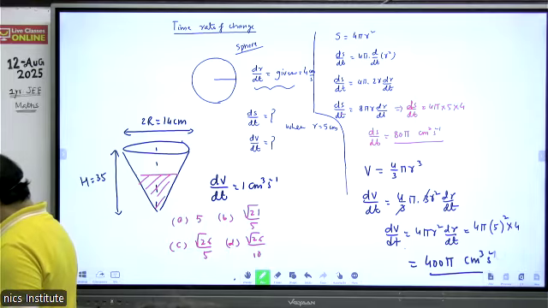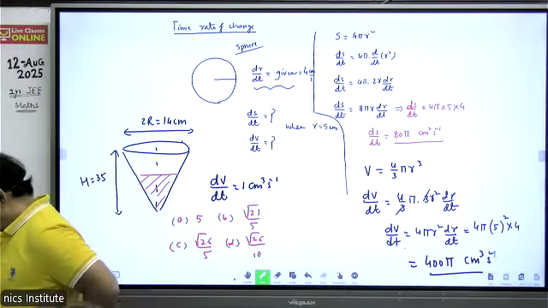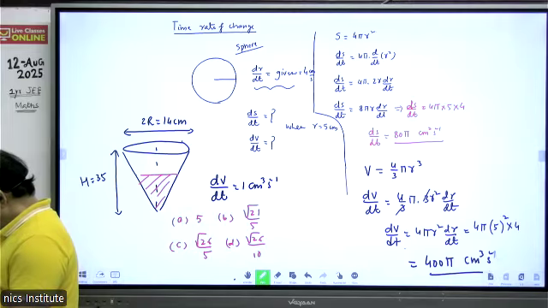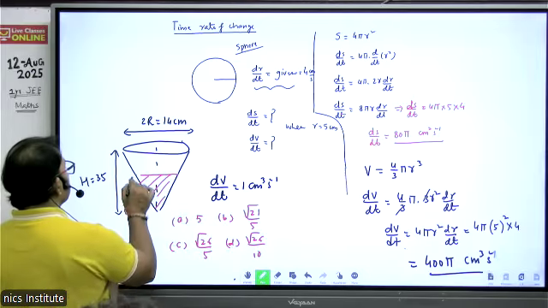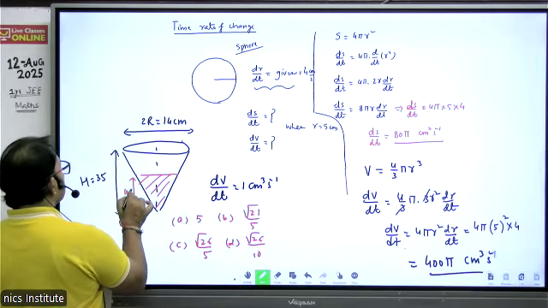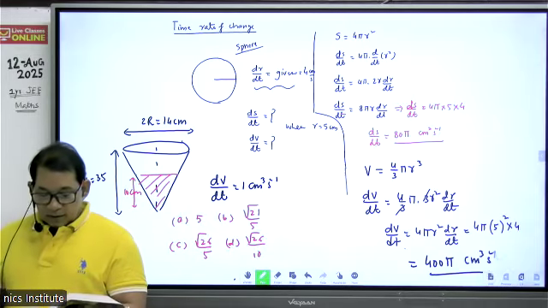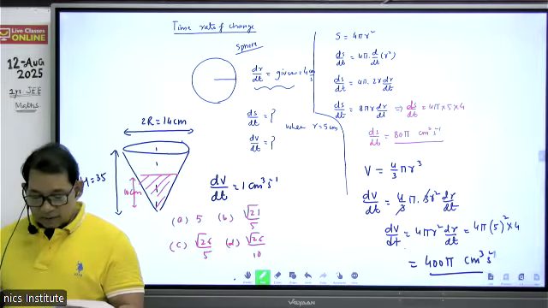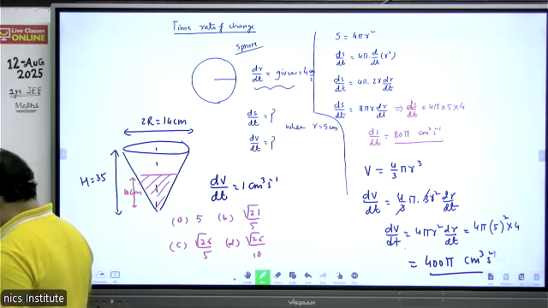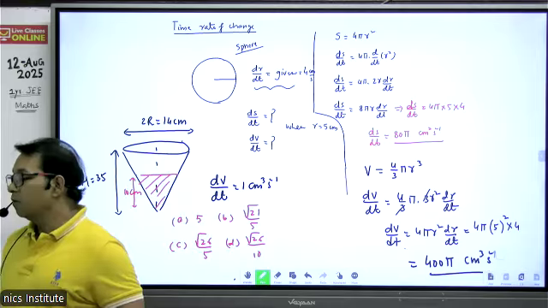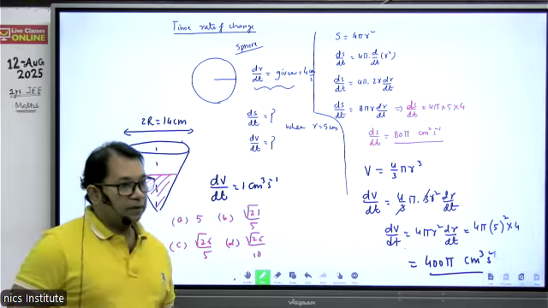Water is being filled at the rate of 1 centimeter cube per second in a right circular conical vessel, vertex downward, of height 35 centimeter, diameter 14 centimeter. When the height of the water level is 10 centimeter, that means this height is 10 centimeter, at what rate would the wet conical surface area of the vessel increase in centimeter square per second? So you guys take time, get the correct answer.